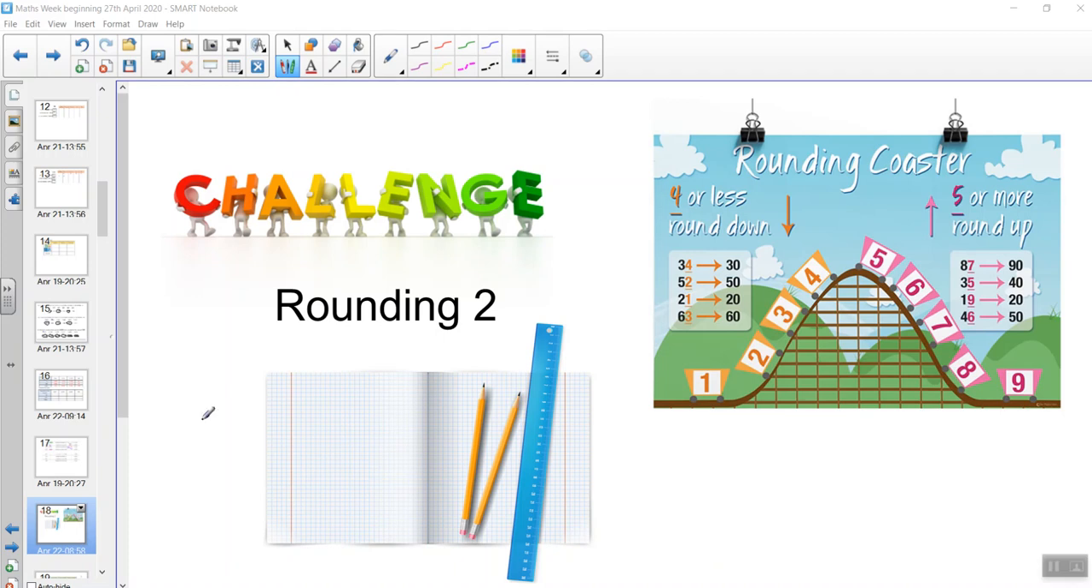Hello again, children. Today we're going to look again at rounding. In the last lesson, we looked at just a quick revision of rounding that we already know. Today we're going to look at reasoning with rounding that we already know.